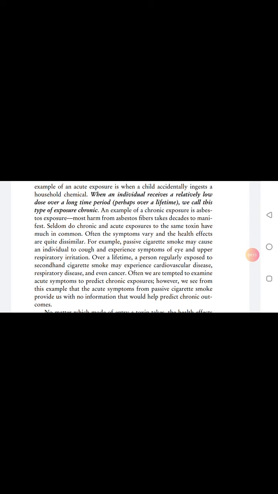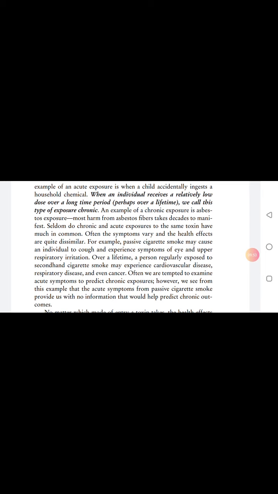Now, what is a chronic exposure? When an individual receives a relatively low dose over a long time period, perhaps over a lifetime, we call this type of exposure chronic. Yes, if the dose of some toxic material is taken over a lifetime and is taken for a long period of time, either a small dose or a large dose, but it is taken over a lifetime or for a long period of time, then such a type of exposure is called chronic.